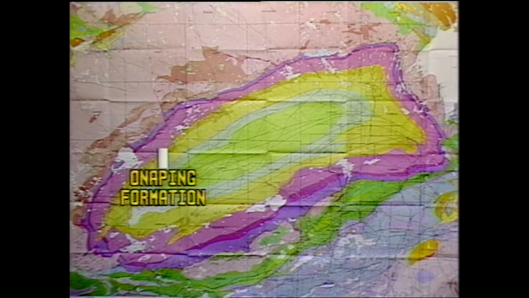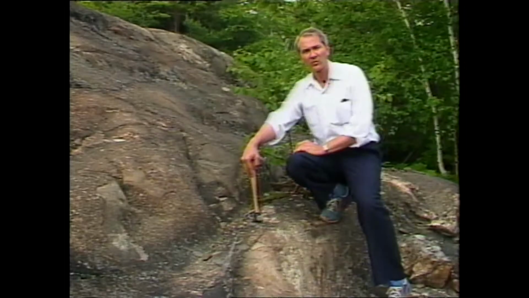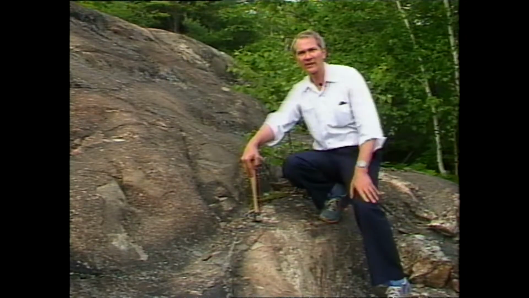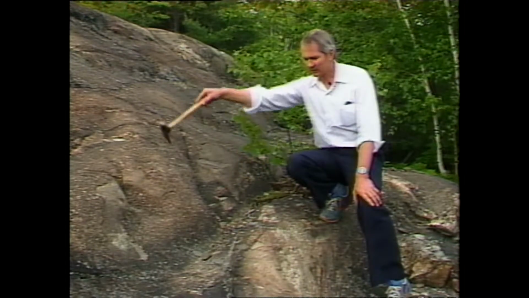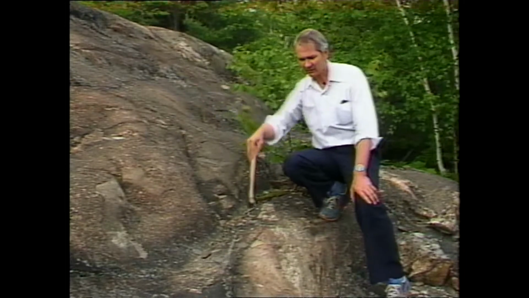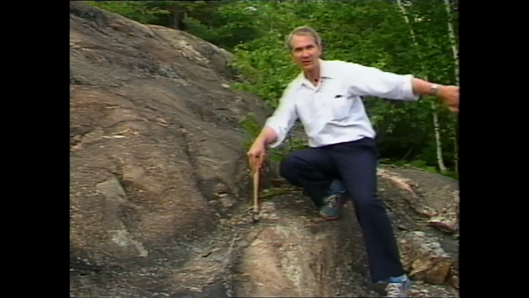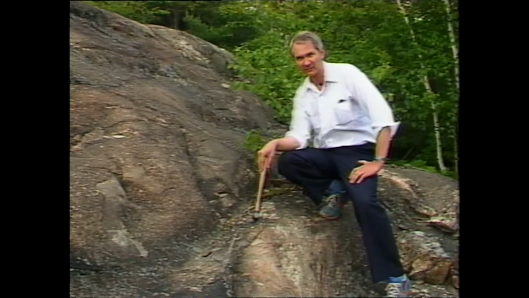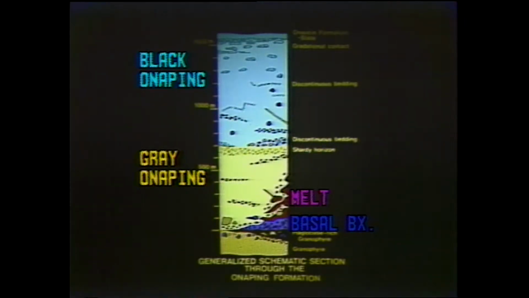We are now going to look at the Onaping Formation. We are now here on the contact between the micropegmatite or the granophyric rich rock on my right side and the basal breccia of the Onaping Formation on my left side. The Onaping Formation consists of four members: the basal breccia, melt rocks, gray and black members.